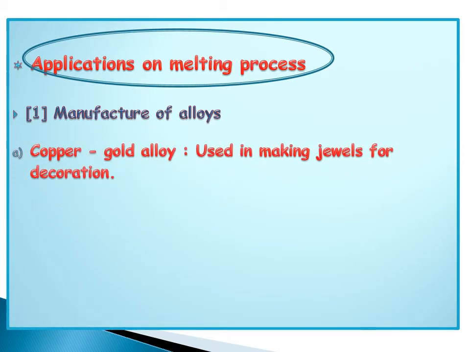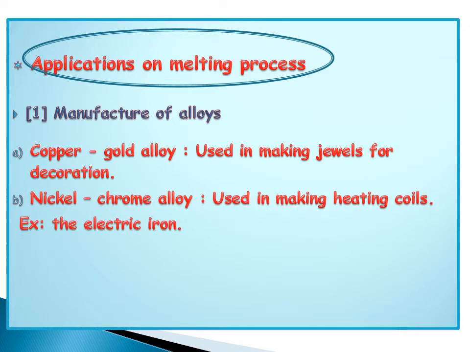We have some applications of the melting process. Number 1, manufacture of alloys. We have copper gold alloy, which is used in making jewels for decoration, and nickel chrome alloy, used in making heating coils like the electric iron. So we have two alloys: copper gold alloy used in making jewels, and nickel chrome alloy used in making heating coils.